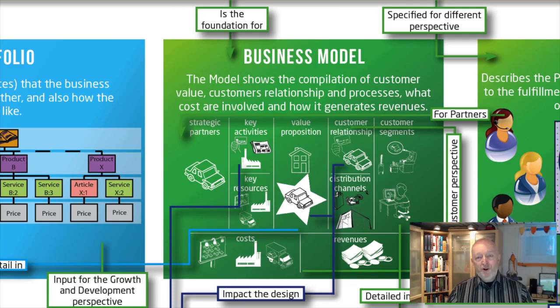And of course, the chart just shows a relationship to a real business. So the components exist in your business. So let's dive into the business model then. So what is a business model?